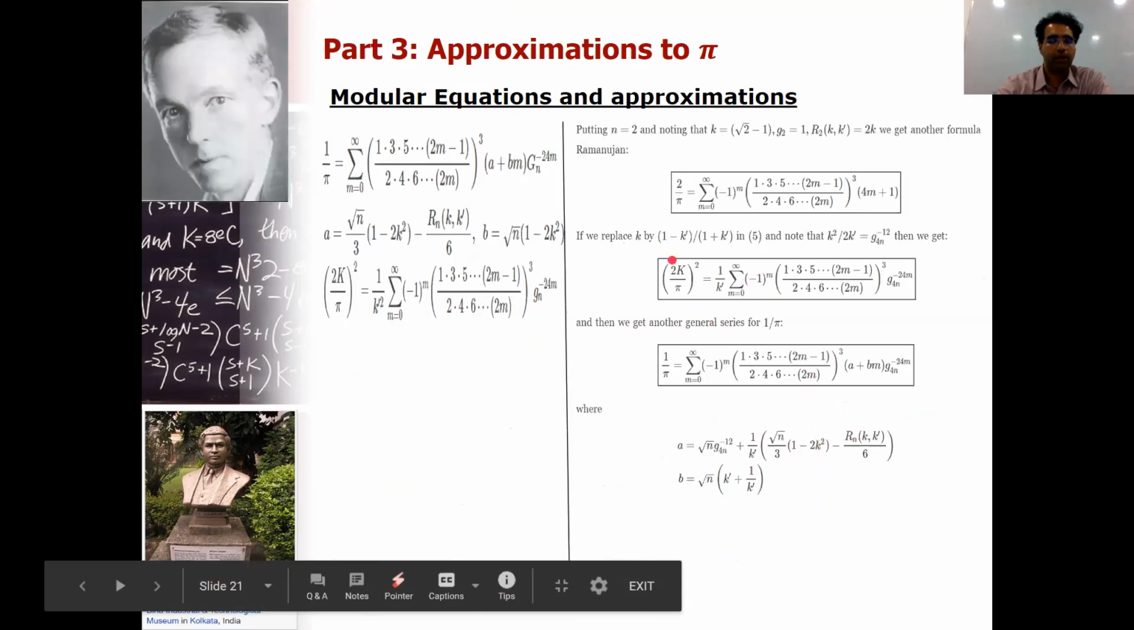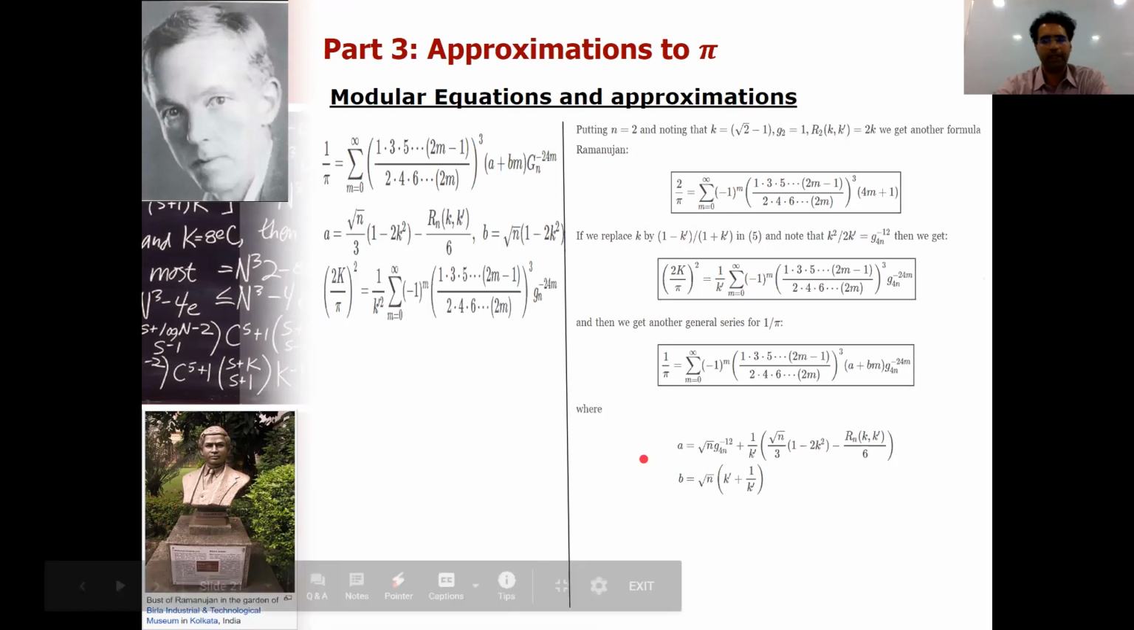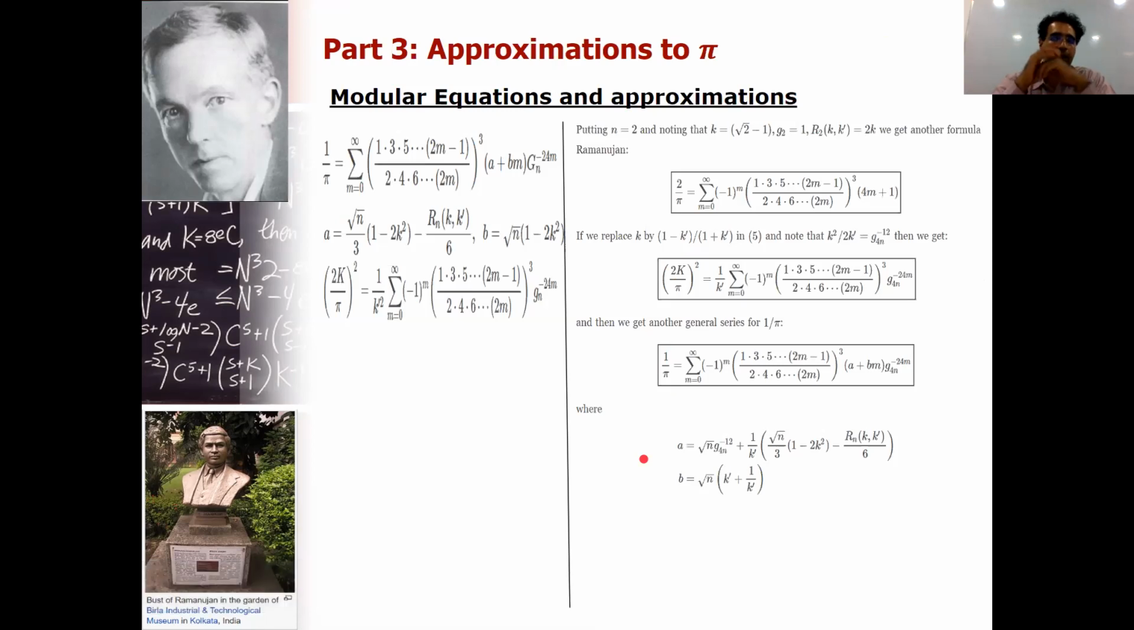Okay, and then if you put a different value of, let's say, k equal to root 2 minus 1, and then you define R2 as 2k, you get this value of 2 by pi. And then you have another way to approximate 1 by pi, and so on. So basically, it's about choosing the appropriate hypergeometric series, and then the different values of R2 and then A and B, and then finding the appropriate value. Basically, it means that 1 by pi can always be approximated with the values of A, B, and then capital G of n, and once you plug those in, you will get the different approximations to pi.